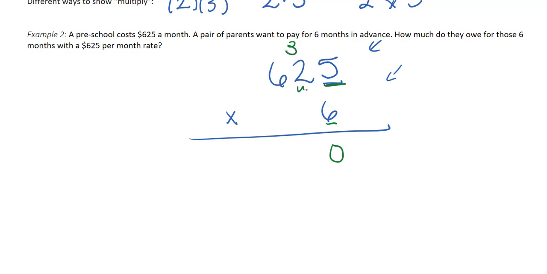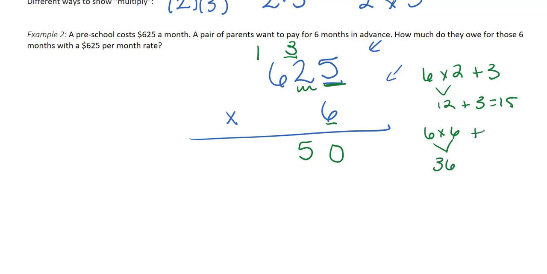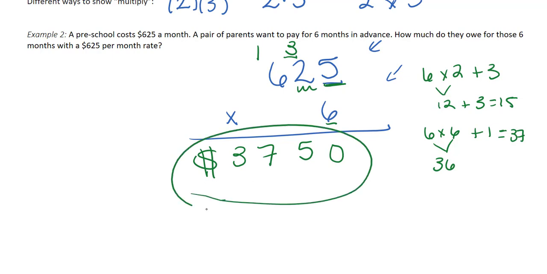Then we're going to go 6 times 2, which is 12, and then we add 3. Whatever gets carried over, we add that. So 6 times 2 plus 3. So 6 times 2 is 12, plus 3 is 15. So we put the 5 below, carry the 1. Now 6 times 6 is 36, and then we add 1. So that would be 37. So we'll just put the 37 below. We'll add the dollar sign, and that's how much the parents would owe.